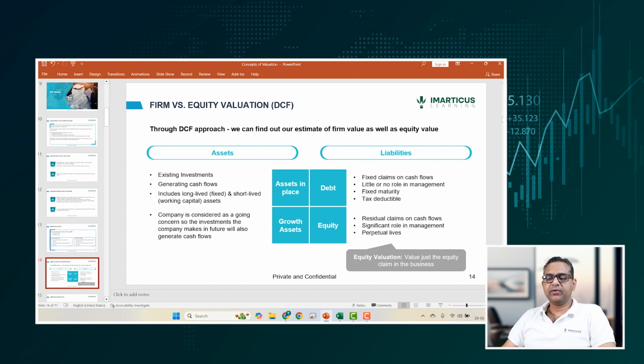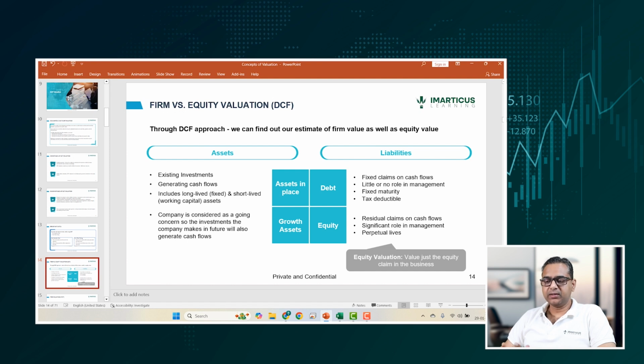Okay, so now we are discussing firm versus equity valuation. Through DCF approach, we can find out our estimate of firm value as well as equity value. Now, what is firm value? Firm value is the value of the firm. That means the entire firm. So that means this value belongs to both debt and equity, everybody. Whereas equity value is the value which belongs to only the equity capital providers. So we are distinguishing here in terms of capital providers. If we are talking about the value which belongs to only equity capital providers, that is known as equity value. Whereas if we are talking about value which belongs to both debt and equity, that is known as firm value. So we'll discuss both of these in more detail.